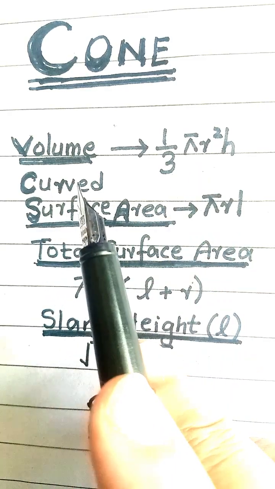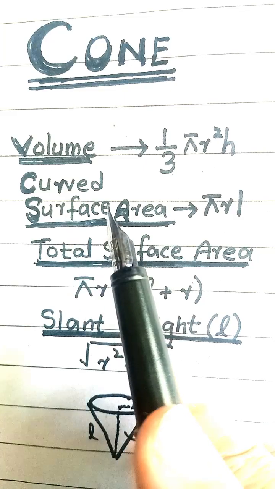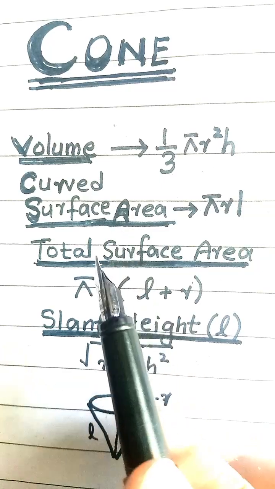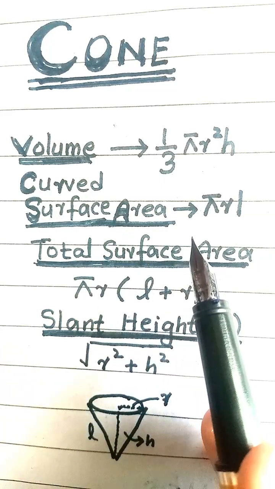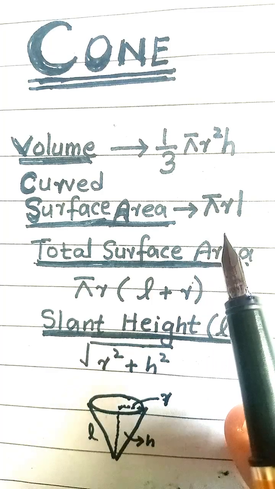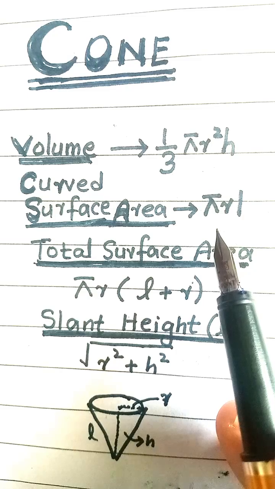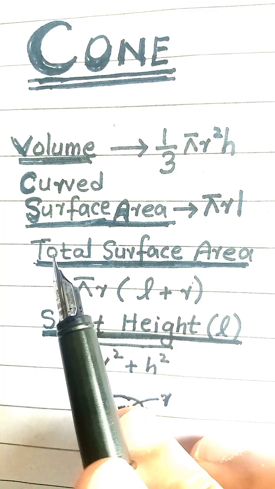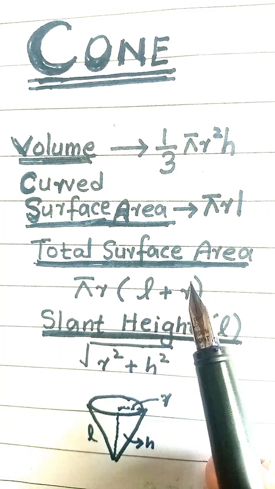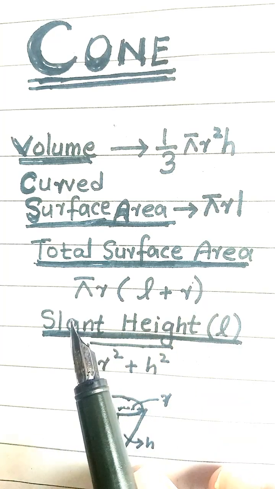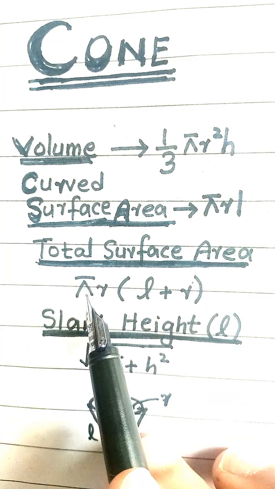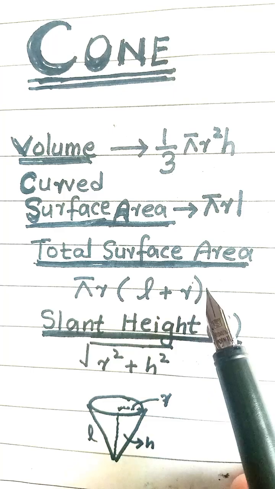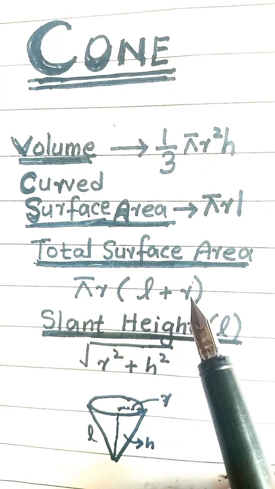The curved surface area. The cone curved surface area is equal to pi r L. These are the formulas of cone. And the next, total surface area equal to pi r in bracket L plus R.